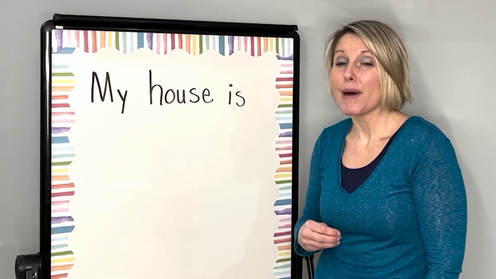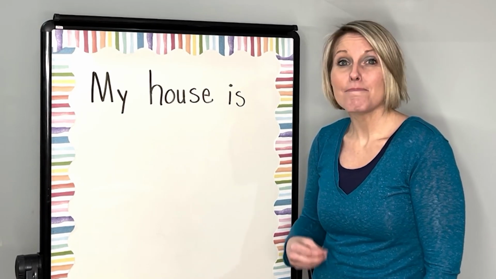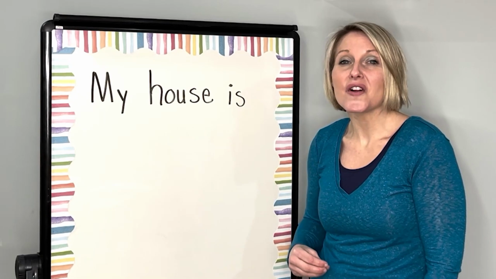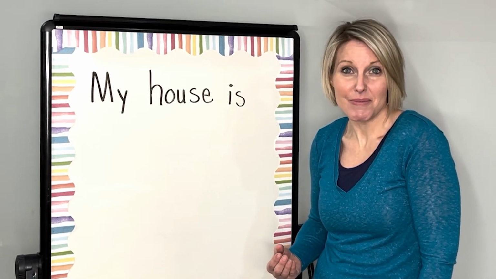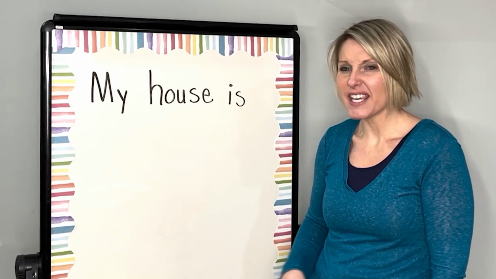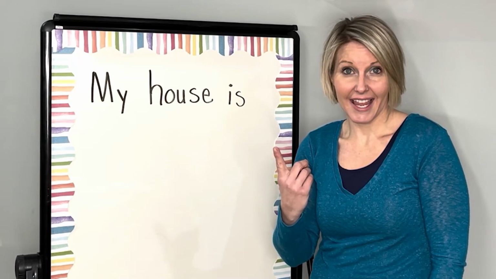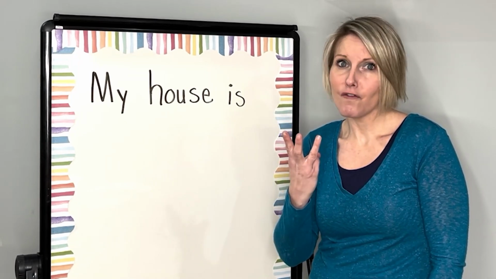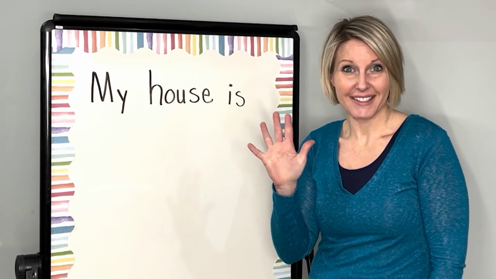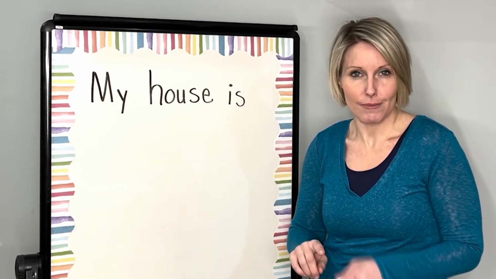I'm going to write about the color and the people that live inside. So I'm going to write, my house is tan, that's the color, and full of love. That tells about the people. Could you help me count the words in that sentence? I already have, my house is. Let's count the rest. Tan and full of love. How many words am I going to write? 5. That means I need 5 lines for my words.